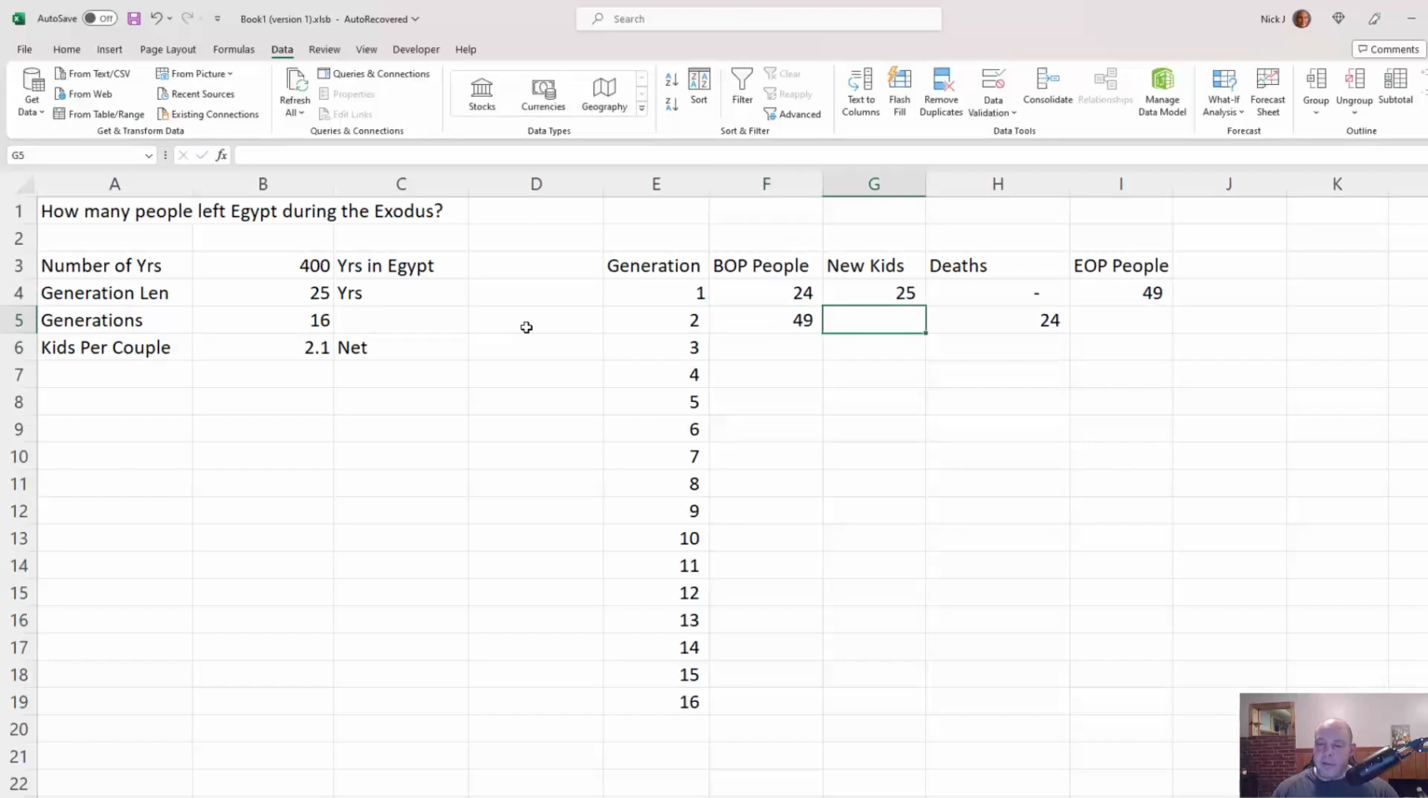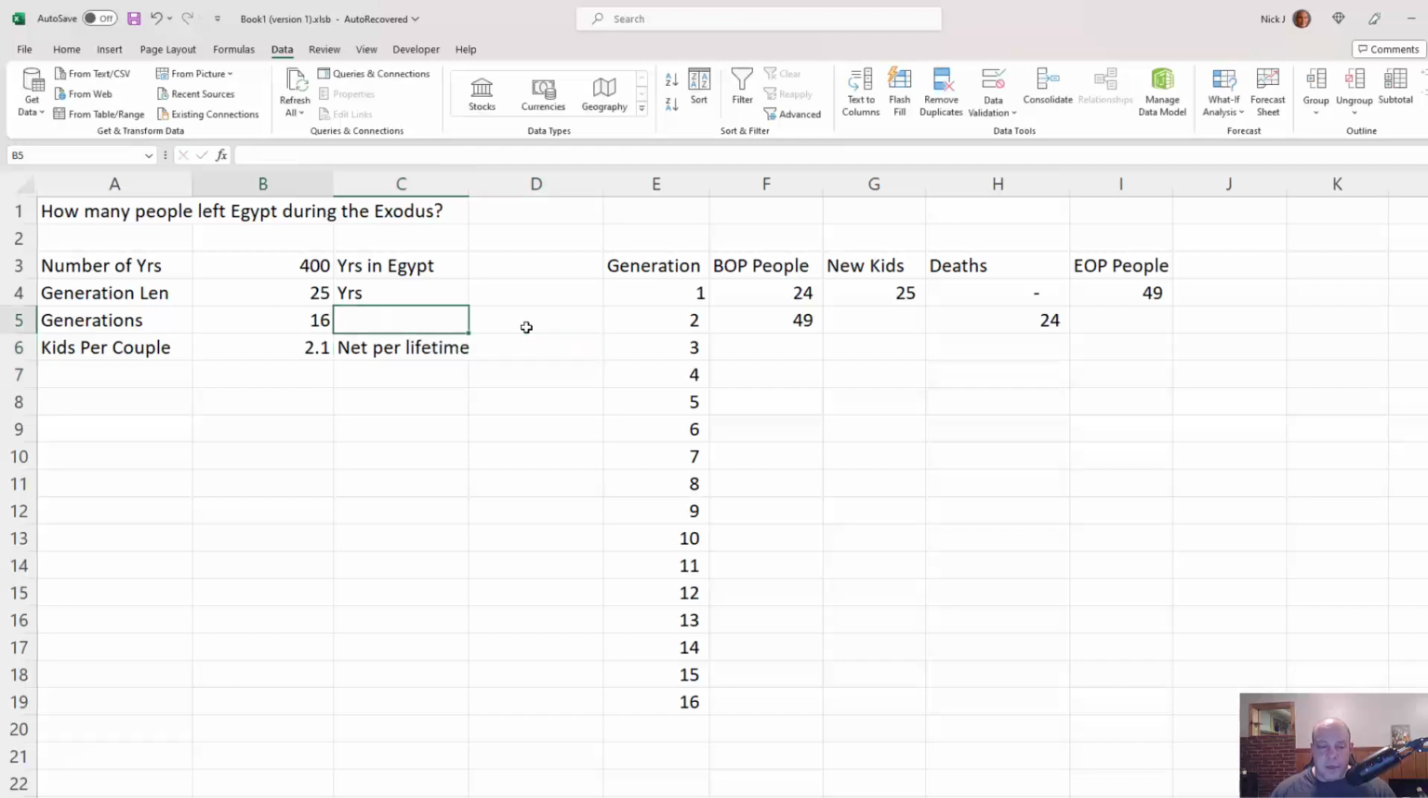Now, the new kids in generation 2, I'm going to assume that they're born from the new kids in generation 1. I'm going to just assume that the adults in generation 1 are not going to produce 2.1 kids this generation and 2.1 kids the next generation. I'm going to assume that this assumption here is net per lifetime.